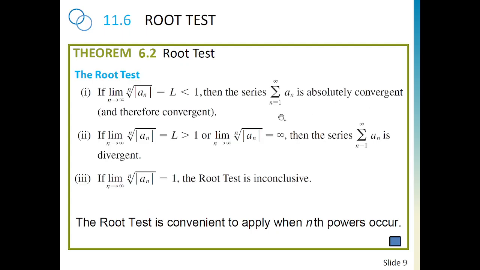This is the rewriting of the same thing, so the nth root of the absolute value of the general term. If the number we get is between 0 and 1, the series is absolutely convergent and therefore convergent. If the limit is some number bigger than 1 or the limit does not exist, the series is divergent. And if the limit is equal to 1, we cannot use this test to conclude anything, we need to use some other test.